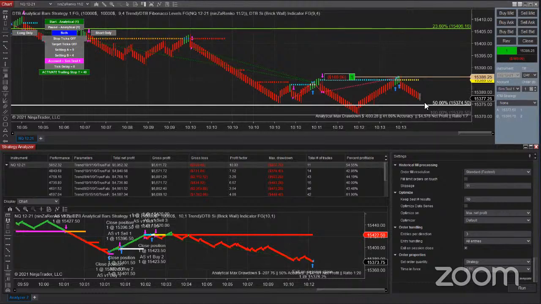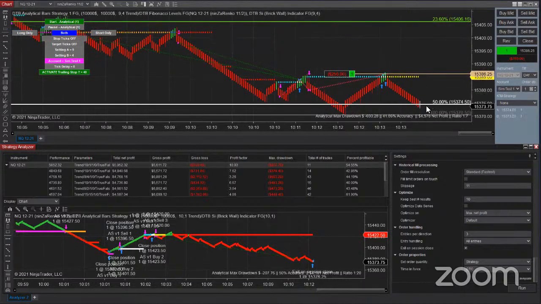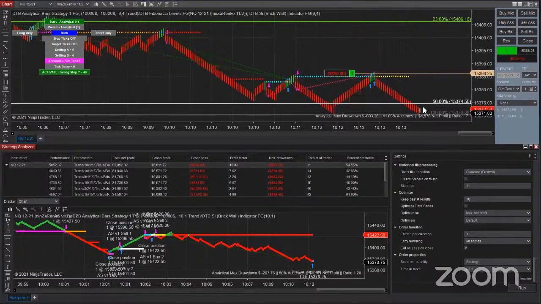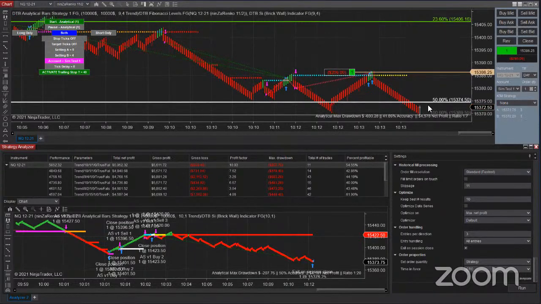So we've come right to the 50% of the hourly Fibonacci level. So this is the 50 level that we're on right now. Oh, and it's going right through. Okay. It may still be a bounce off it, so we'll have a look.